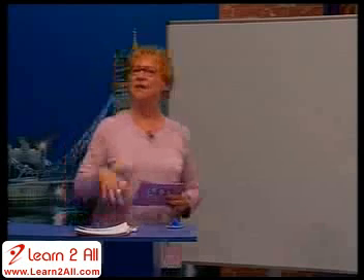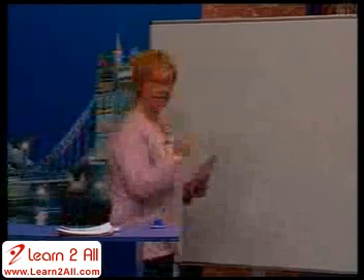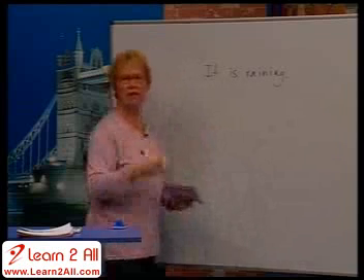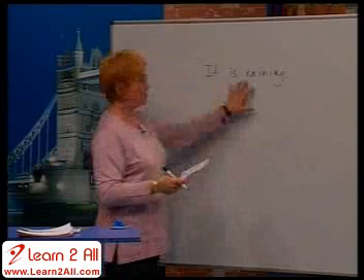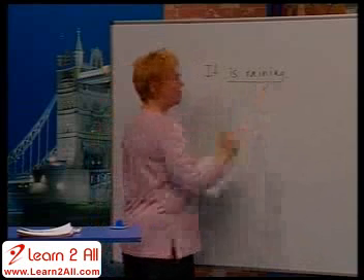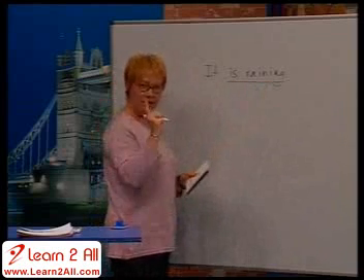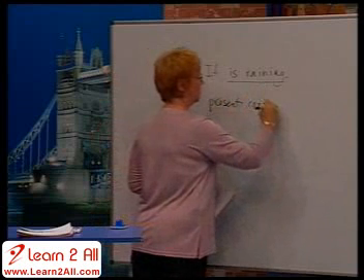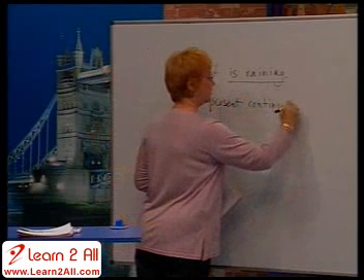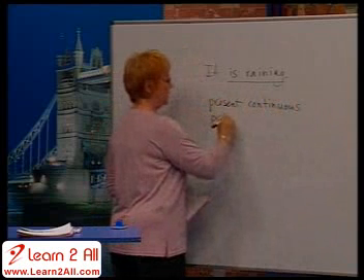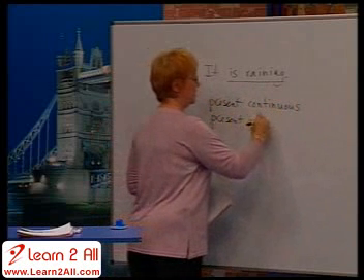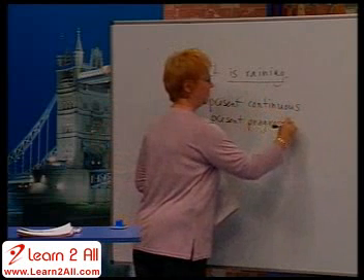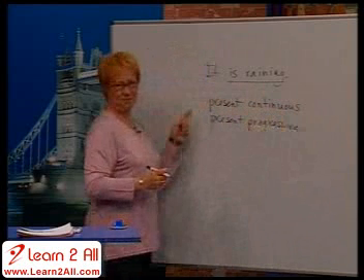Now, let's talk about the other kind of sentence. Here's the example. It is raining. Okay? Now, we're going to look at this kind of verb. This verb has two names. One name is present continuous. Or the other name is present progressive. These are the same. They're the same.